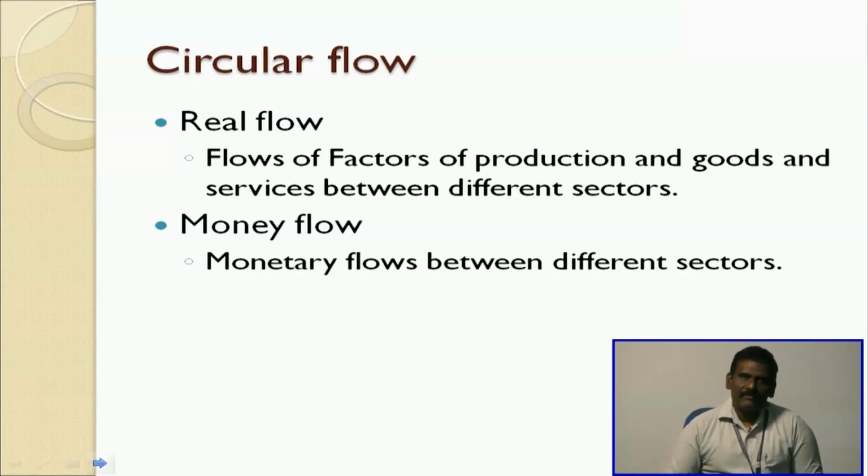Then the second one is money flow. The movement of goods and services is not taken into consideration, only the monetary terms, the money value, within the different sectors of the economy. So, we are not calculating how much goods were transferred or purchased, we are not taking the quantity into consideration, we take only the value, the money value, for the measurement of money flow. So, the circular flow includes the real flow as well as the money flow, and both are calculated.